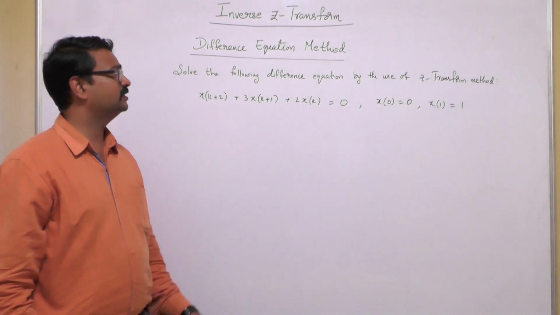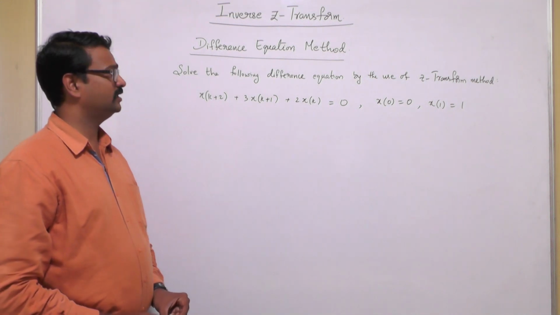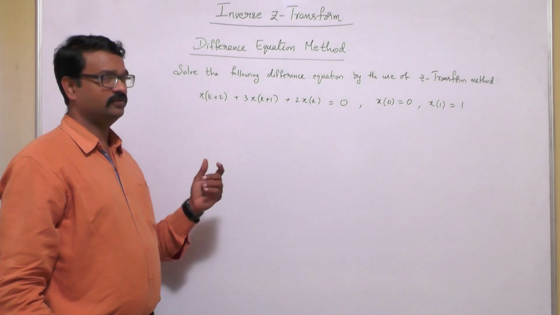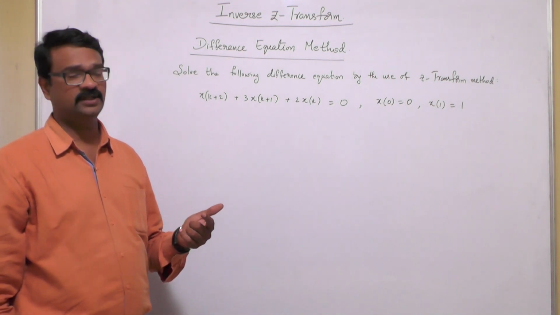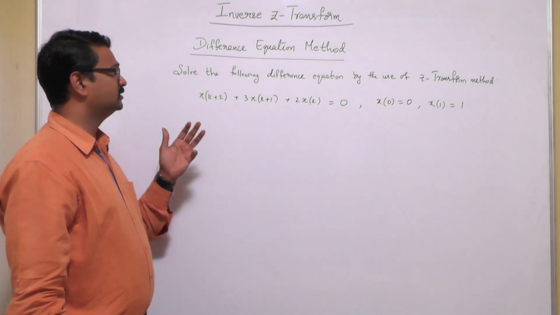Now, continuing with the inverse Z transform, the various methods that we have discussed so far are the direct division method, the partial fraction expansion method, and the inversion integral method. This is the third method.